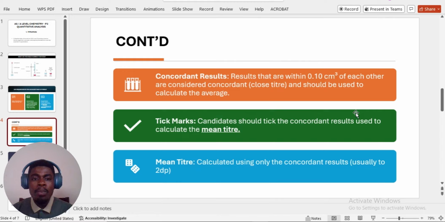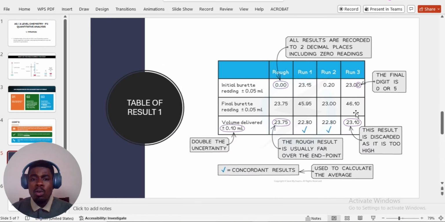So when you get concordant values from the table, you can just take them and use them to calculate the mean titer. The mean titer is basically picking those values which are concordant, adding them, then dividing by the number that you added. If it is 2, you just divide by 2. If it is 3 experiments, you divide by 3. These are a couple of tables of results that we have.